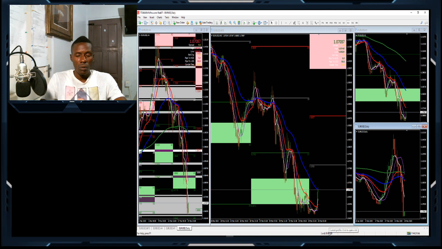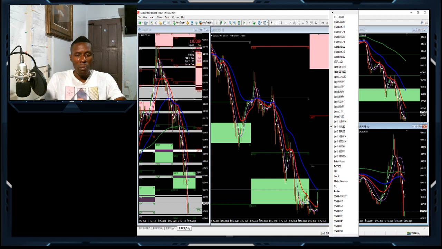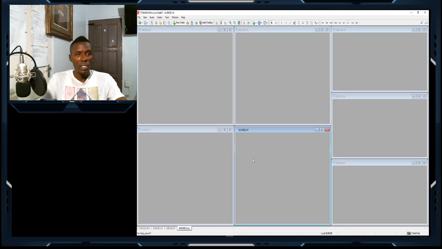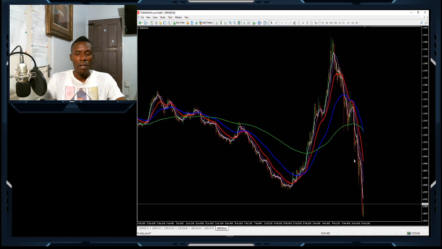So with that being said, I'm going to go on the euro dollar. And remember, I was talking earlier about the USD getting strong, right? I was talking about the USD getting strong, and I always wanted to sell the euro USD, right? And this is just a plain chart right here, a naked chart.